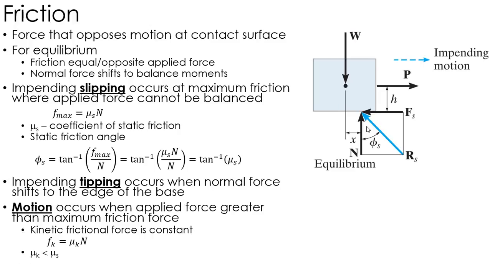Now, if slipping occurs, after I've broken through that maximum friction force, the friction force then becomes constant, and it's still a mu times a normal force, but now I have mu k, which is the coefficient of kinetic friction, to create that friction force, and that is always going to be less than my static friction force. If you think about trying to move a heavy box or something, it actually takes more force to get that thing started moving.